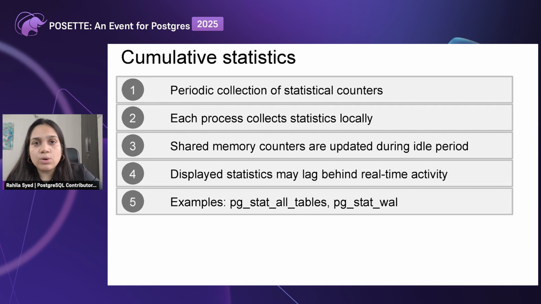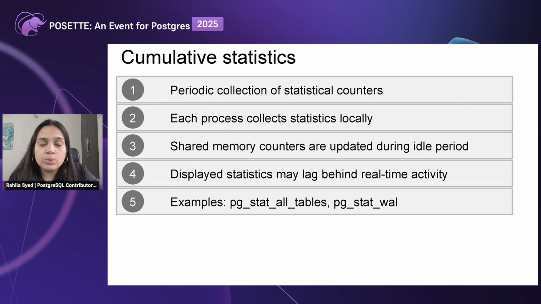Such a client usually calls a function or a view using an SQL command to monitor these statistics. These functions are prefixed with pg_stat. The examples are listed on the screen. pg_stat_all_tables is a view that gives you information about accesses to the tables, how many times a table has been inserted, deleted, updated. pg_stat_wal gives you information about WAL activity, and there are many more like these.